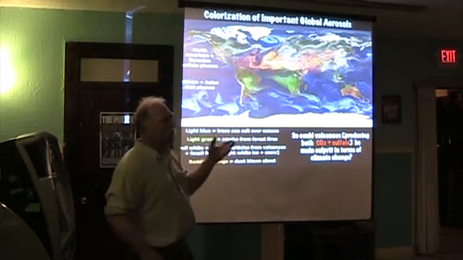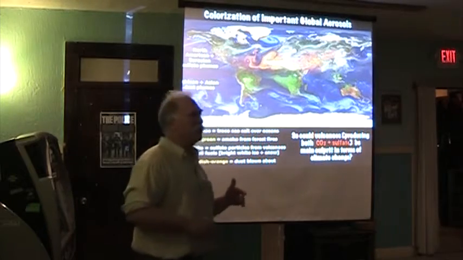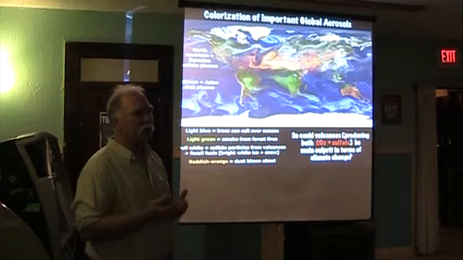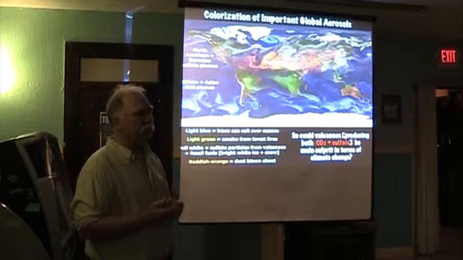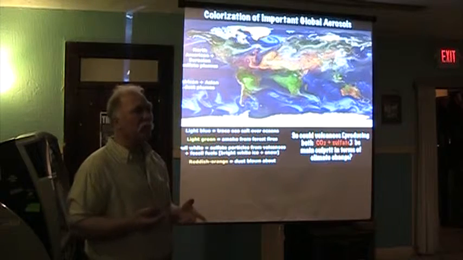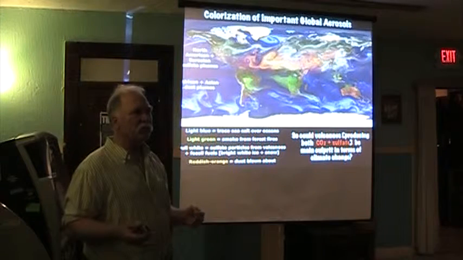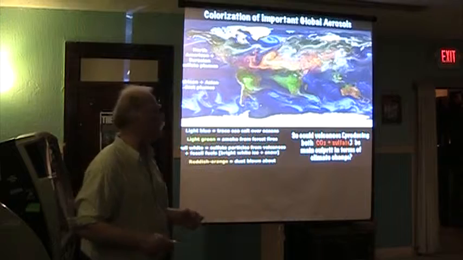Okay, so could volcanoes be the main culprit in terms of producing global climate change? Could they be producing the majority of the carbon dioxide or the sulfate? Well, in theory, they can. They can if there's a lot of volcanic activity, and certainly at times during the Earth's history that has happened, but that's not what's happening now.